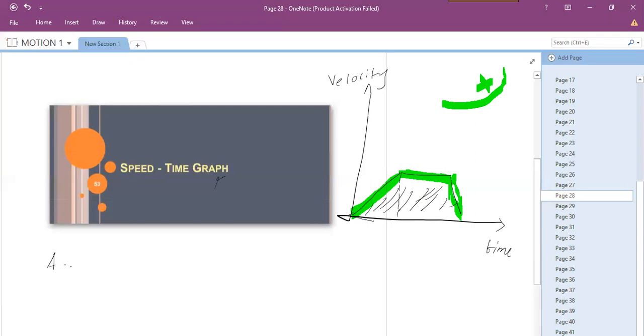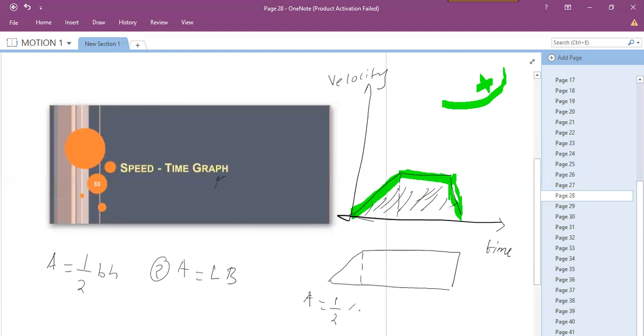The first one will be the area of a right angle triangle, which is half base times height. The second one will be the area of a rectangle, which is length times breadth. And the third formula, if you really want to be fast, will be the area of a trapezium. Area is equal to half the shorter side, which you can call A, plus the longer side, which you can call B, the distance from there to there, multiplied by height.